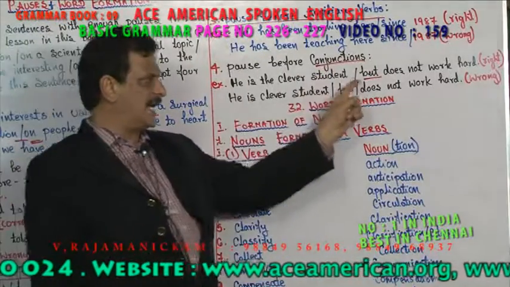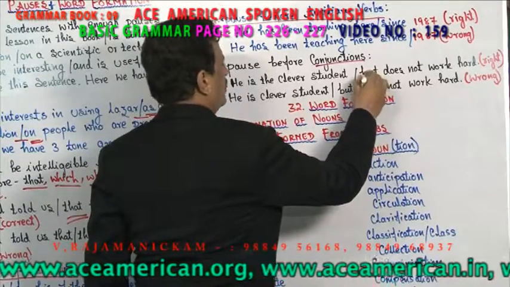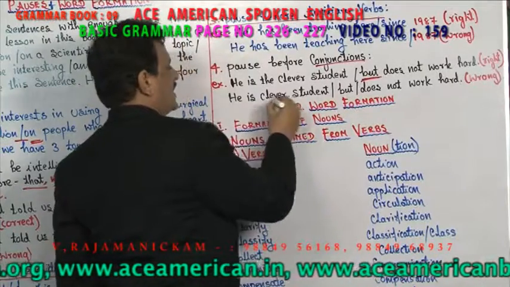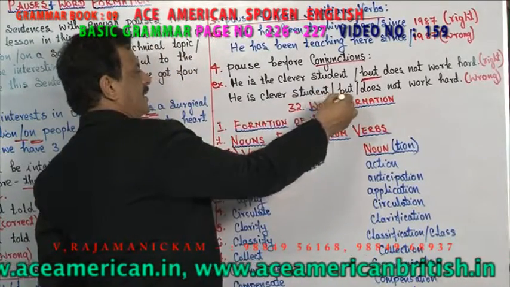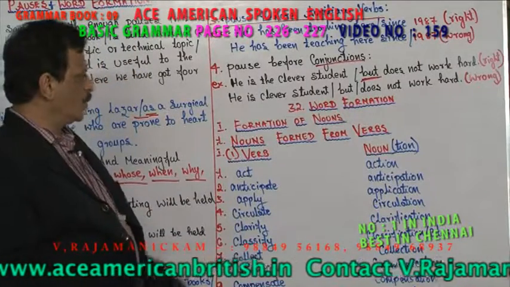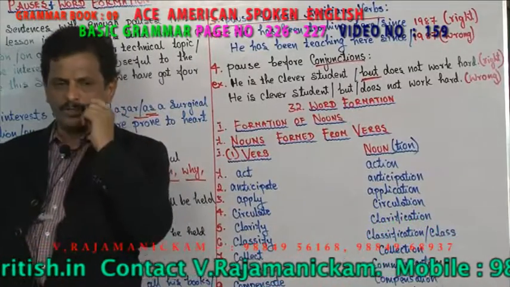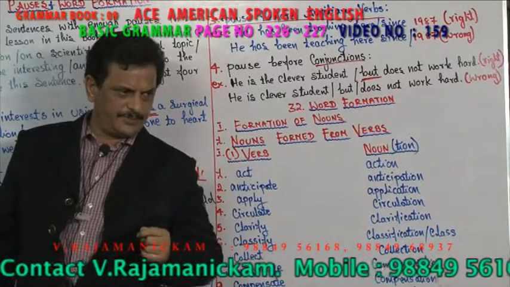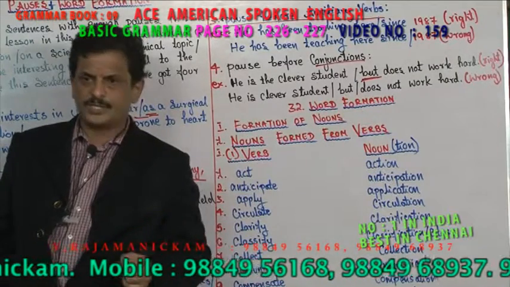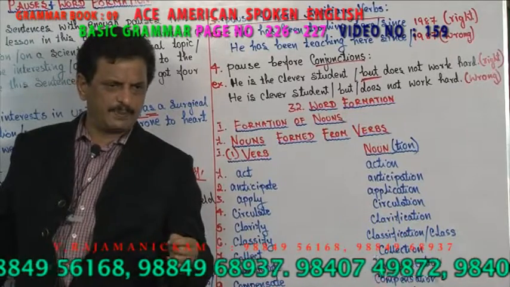So before conjunctions you are using a pause, right, sir? So you don't say he's a clever student but does not work hard. No, he's a clever student but doesn't work hard. So word formation, next you have seen about the pauses. So where all you are using pauses? Before relative pronouns, before prepositions, sorry, then before conjunctions, before auxiliary verbs.